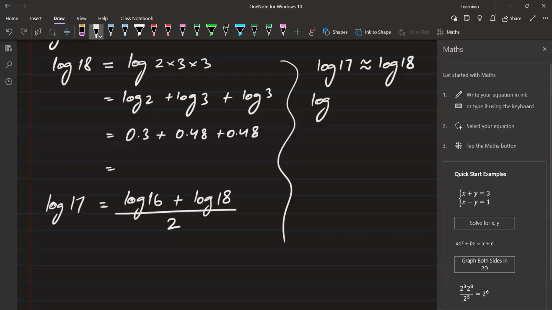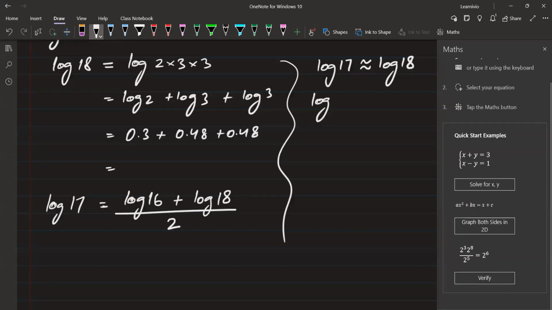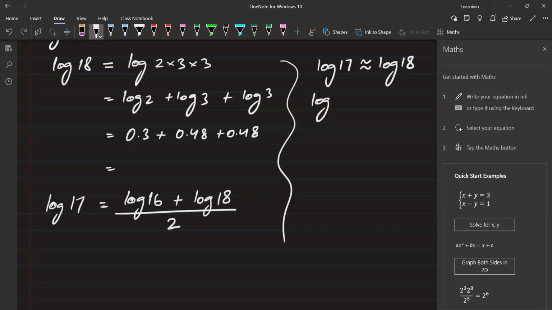By the way, here I have a calculator. Is there a calculator here? Not. This is not a calculator.